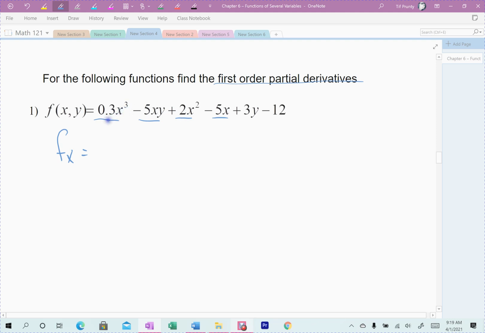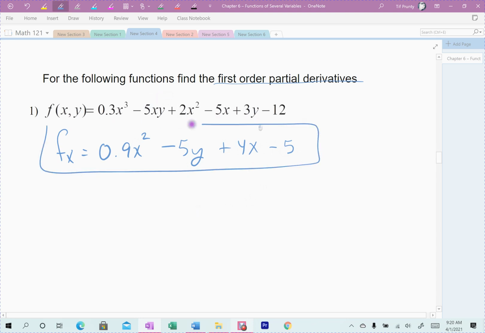So the derivative with respect to x for our 0.3x cubed, well, that's just a power function. I get 0.9x to the second minus, and you just kind of get used to the mixed variable. The x is what I'm looking at, I'm looking at the x part. The 5 and the y are constant multipliers, so they come along. So 5y, take the derivative of x, which is 1, and I'm not going to write it down this time. I get negative 5 times y times 1, which is just negative 5y. The derivative of 2x squared is just the power rule, 4x to the first, and then the derivative of negative 5x is just negative 5. And again, like I said before, the rest will zero out. So there's the first order derivative with respect to x.